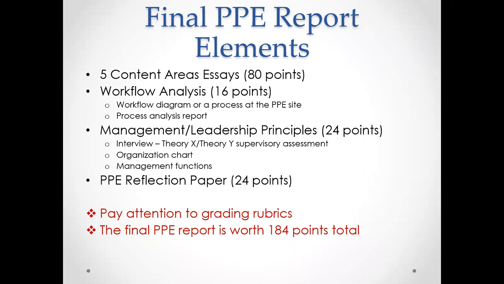The next component or element of the final PPE report is a workflow analysis. So you will complete a workflow analysis by observing a department or organization workflow. You will develop a workflow diagram, and then you will analyze the workflow for areas of improvement, such as redundancy, bottlenecks, rework due to errors, etc. And so then you're going to summarize your findings and propose a solution to remedy those areas of opportunity that you identified, okay? So that is that process analysis report bullet that you see listed there.